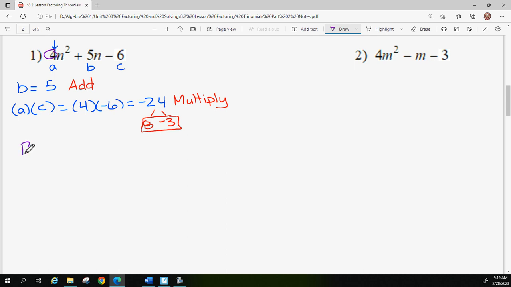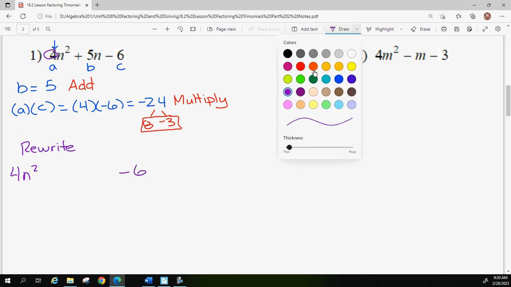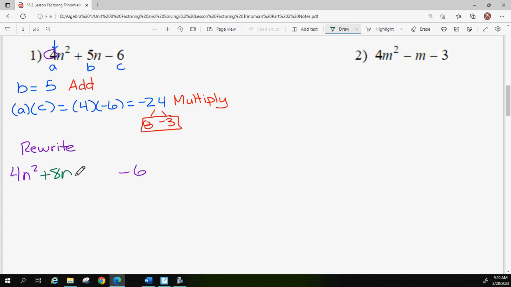We're going to rewrite our original expression with the first piece, 4n squared. We're going to have the ending the same, -6. But now what we're going to do is instead of writing plus 5n, we're going to write plus 8n minus 3n. 8 minus 3 is 5, and so this expression is the same, it just looks slightly different.